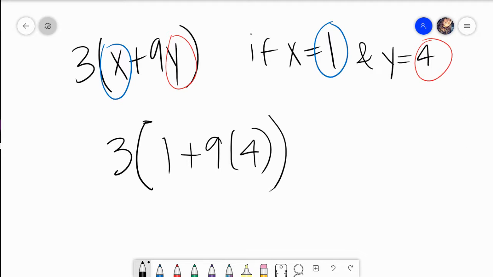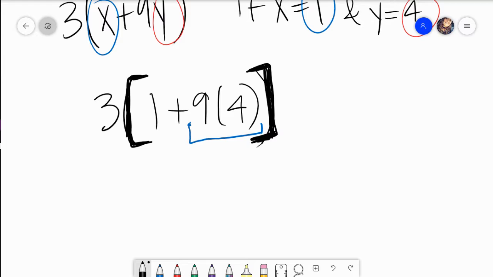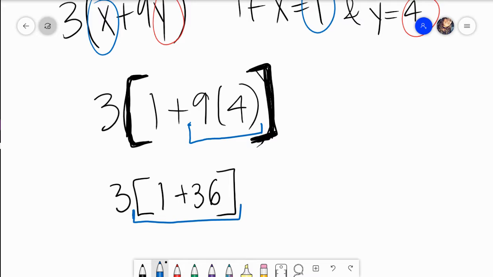So if you were to see a problem in the homework that looked like this, with thick, bold brackets, it's telling you that you have parentheses within parentheses. Using the order of operations, you always go to the innermost parenthesis. Here, the innermost is the 9 and the 4, which are multiplying each other, so you need to evaluate that first. I get 3, then in my bracket the number 1, and 9 times 4 is 36, and then I close my bracket.